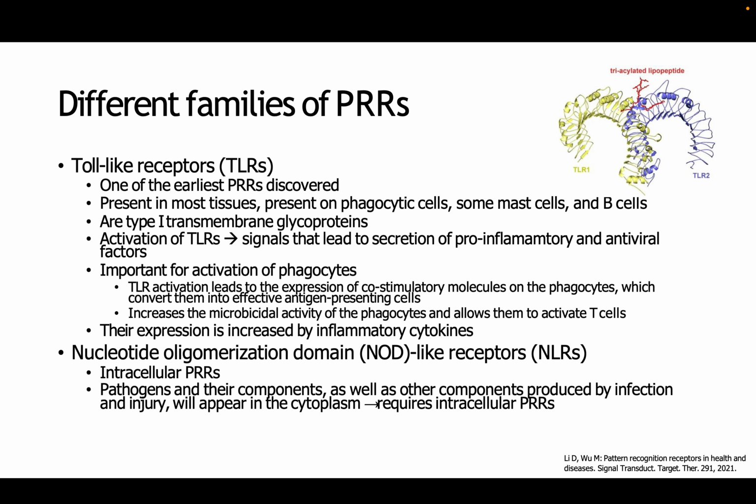So when it comes to PRRs, there are so many different families and types, and we like to group them into families, mostly by their location, where they're expressed, or the type of thing they're recognizing. The most famous PRRs are the toll-like receptors. They were one of the earliest PRRs discovered.